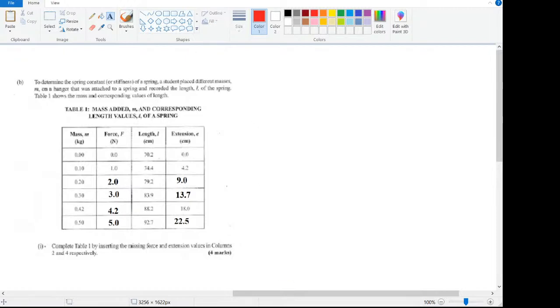Okay, so remember how to do gradient. Gradient is slope, which is y2 minus y1.